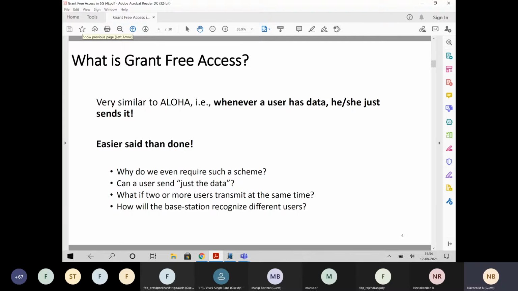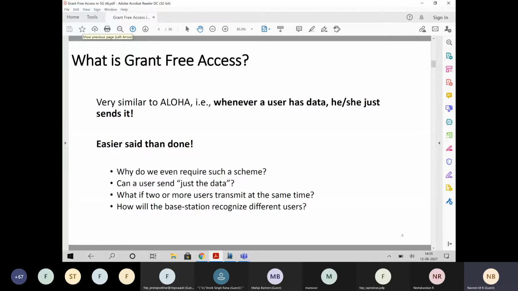So it's very simple. It's like Aloha, which you would have studied in computer communication networks or any basic course in computer networks. What is Aloha? To make it very simple, whenever a user has data, send. That is Aloha. Slotted Aloha is a slight variation over Aloha: whenever you have data to send, don't send it anywhere. You have some designated slots, and you send it at the beginning of each slot. That is slotted Aloha. Now grant free access is very similar to that.